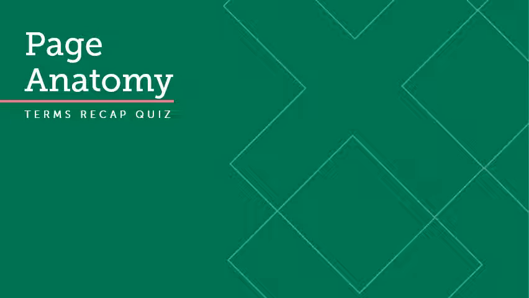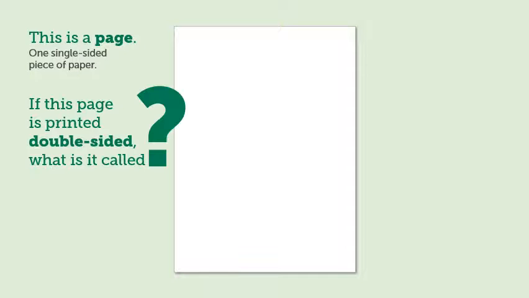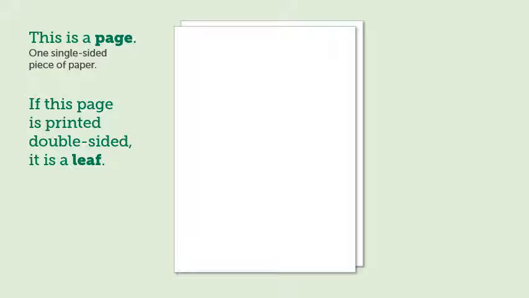Okay, we're going to start with page anatomy. Some of these terms you might know, some you might not know. So let's see how we do. Okay, so this is a page. A page is defined as a single-sided piece of paper. So if this is a page, do you know what it's called to have one page that is printed double-sided? That is called a leaf. So a single piece of paper printed on both sides is called a leaf.